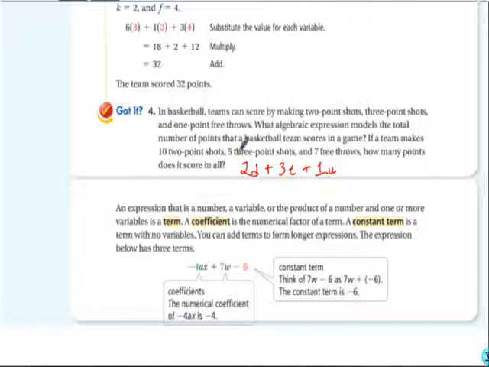And then if we actually plug in 10 2-point shots, well, that's 20. 5 3-point shots, that's 15. Plus 7 free throws, and I get 42 points. So you lost that game.